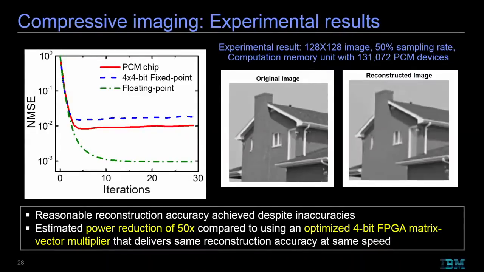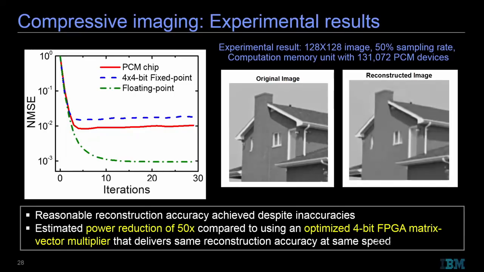We performed experiments on image compression. This is actually compressed sensing in the context of image compression, where we took this image, which is a 128 by 128 pixel image. Then we did a 50% compression on that image, and then we reconstructed it, while all the time we had coded the information, the measurement matrix, onto a PCM array. So we have a measurement matrix which is entirely coded in the PCM array. All the multiplications are done using Ohm's law, and then we have gotten back the result from that.